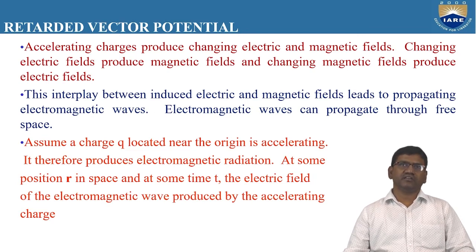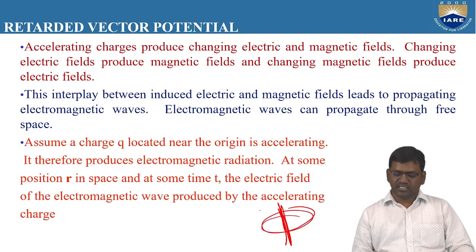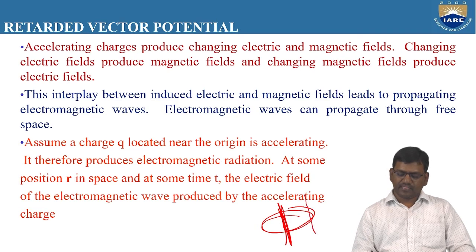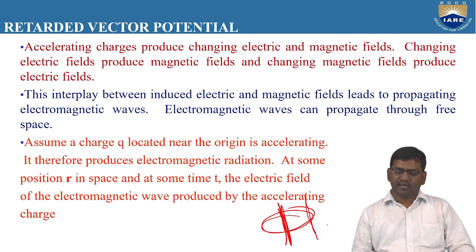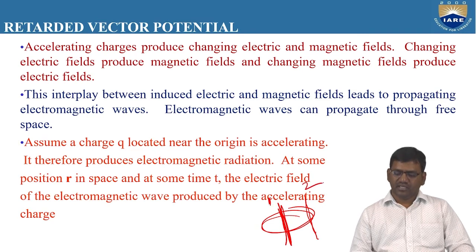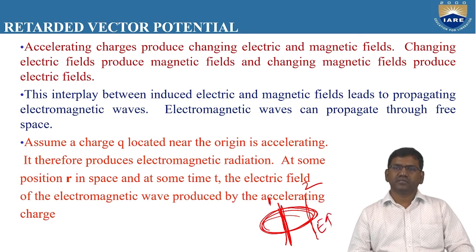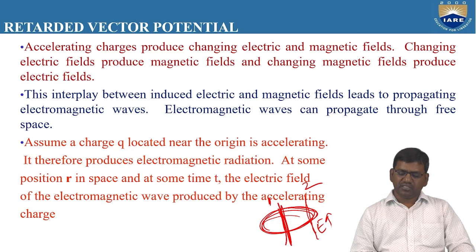If this is a conductor and the charges are moving around the conductor, then a magnetic field will be generated. If you place another conductor here, parallel to conductor 1, this is conductor 1, this is conductor 2. Due to the circulation of this magnetic field, an electric field is also produced in conductor 2. And again, in conductor 2, some magnetic field is induced.